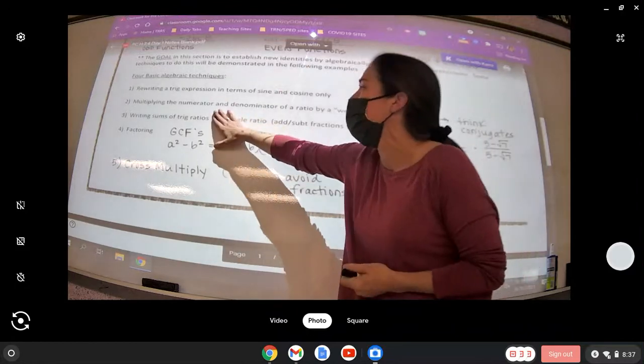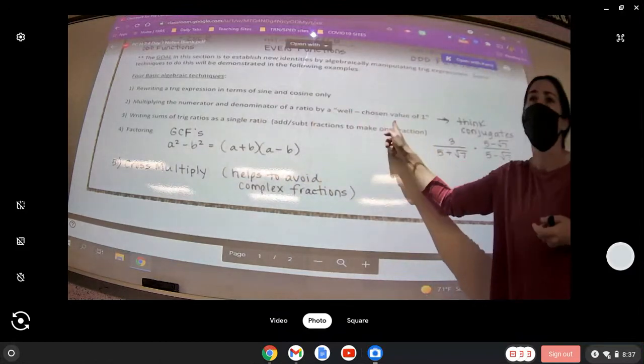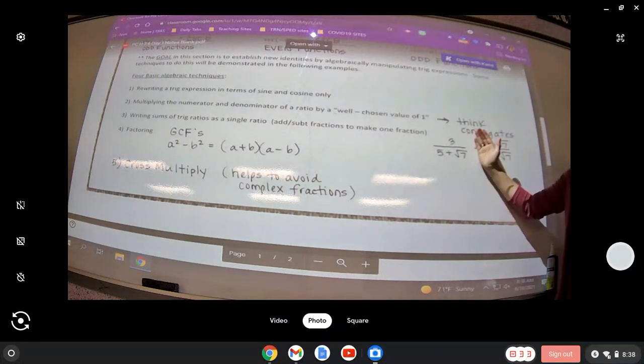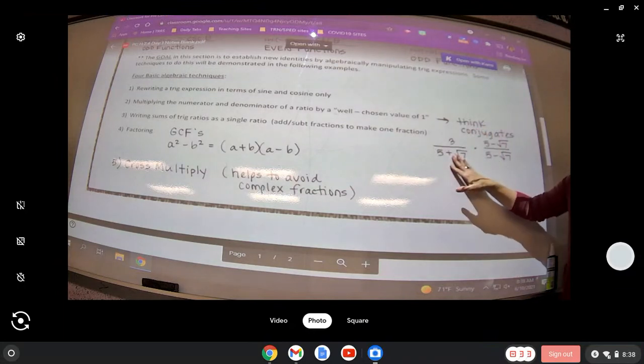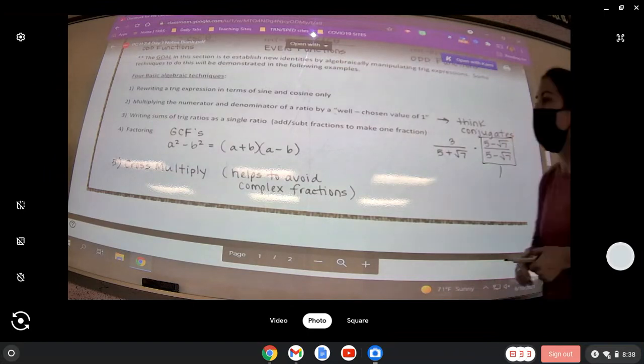Another technique is going to be multiplying the numerator and denominator of a ratio, a fraction, by a well-chosen value of 1. So guys, what that means is kind of think like conjugates. Remember if you were given this expression 3 divided by 5 plus root 7? Normally we don't leave irrational expressions in our denominator, so we would multiply it by its conjugate on top and bottom. Well guys, guess what? This that we multiply top and bottom by is 1. It's a well-chosen value of 1. So a lot of times in that technique, you're multiplying by some type of conjugate, which is a well-chosen version of 1. All right?